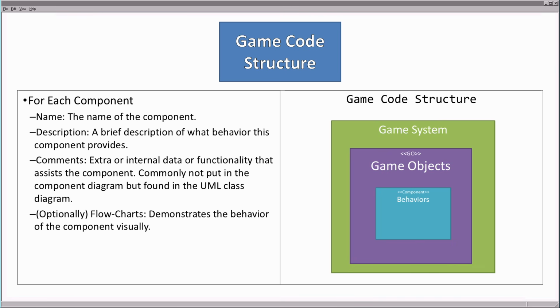For each component in the TDD, we provide the critical information regarding its functionality. This includes the name of the component, a description, a brief description of what behavior this component provides, and comments: extra or internal data or functionality that assists the component, commonly not put in the component diagram but may be found in a UML class diagram. Optionally, flowcharts can be useful to demonstrate the behavior of a component visually.